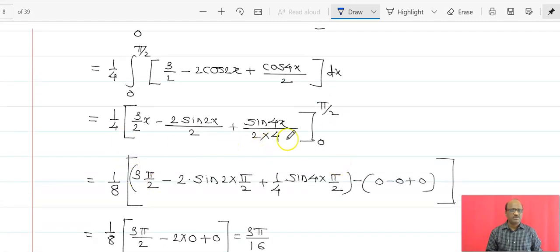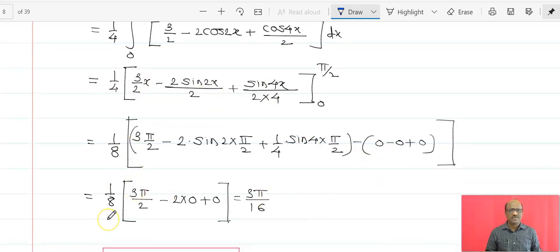Now take 1 by 2 as common. Then this 1 by 4 and 1 by 2 will become 1 by 8. Substitute the value x is equal to pi by 2. That is 3 into pi by 2, plus 2 into sine of 2 into pi by 2, plus 1 by 4 sine of 4 into pi by 2. Lower limit is 0. Replace x by 0, and here is 0. Now see this here 1 by 8.